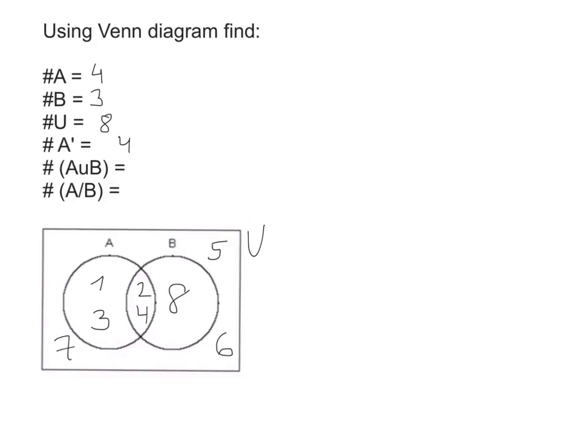And next we have the number of elements in A union B. So again, A union B means everything in A and B. So we have 1, 2, 3, 4, 5 elements. And the last one, everything in A but not in B. 1 and 3. So we have just 2 elements. That's it. So make sure you have all questions taken down in your copy.